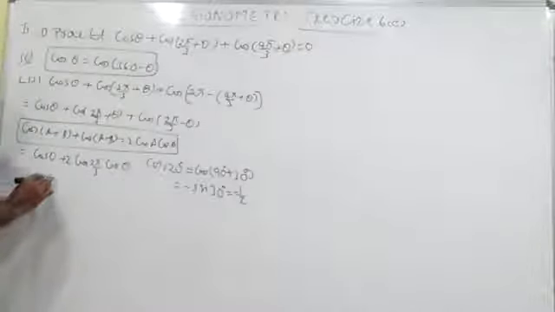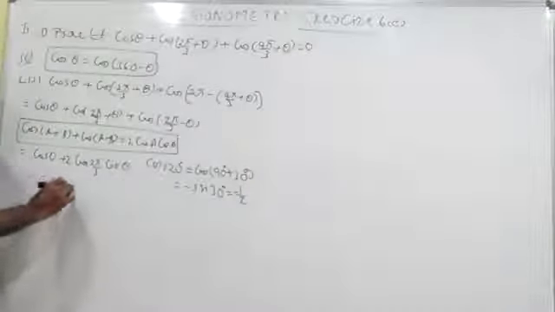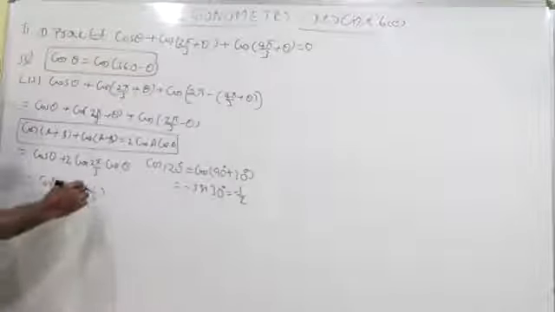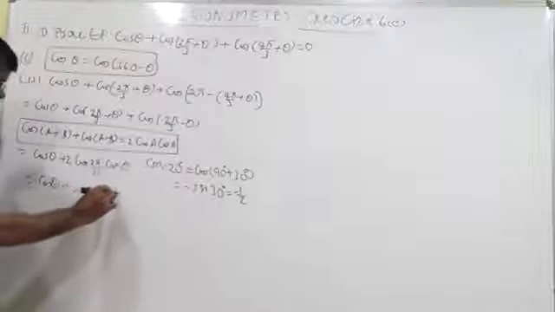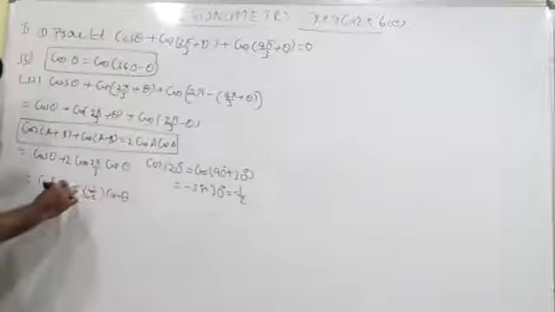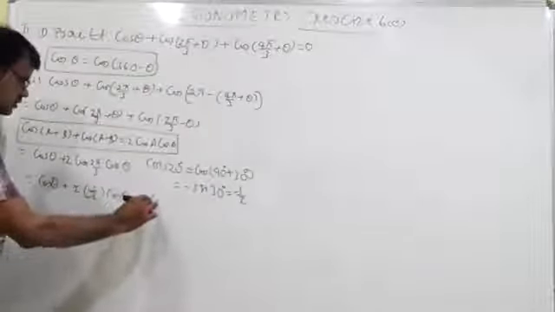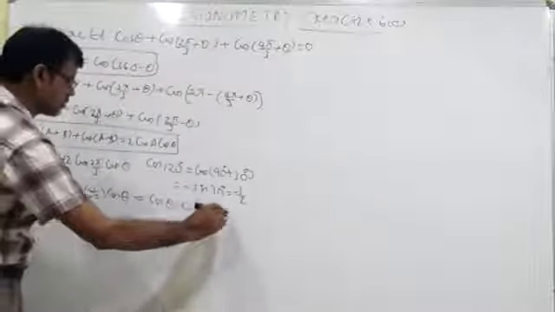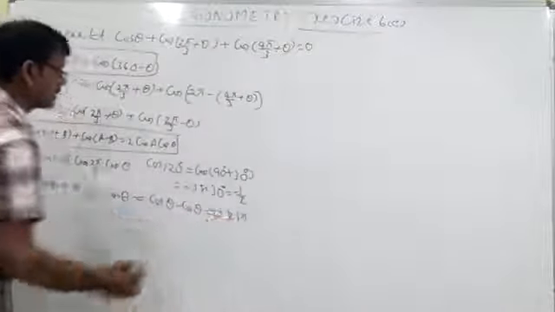Write like this. Cos theta plus 2 into the value we found as minus 1 by 2 into cos theta. The 2 gets cancelled. So write like this: cos theta minus cos theta becomes 0. This is RHS.